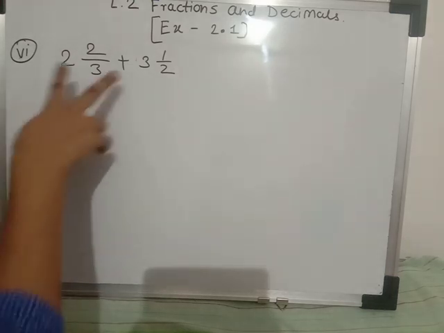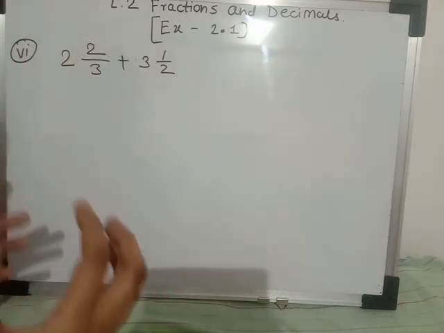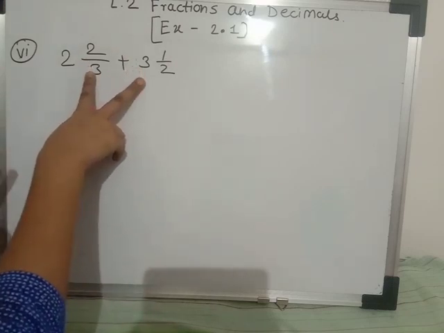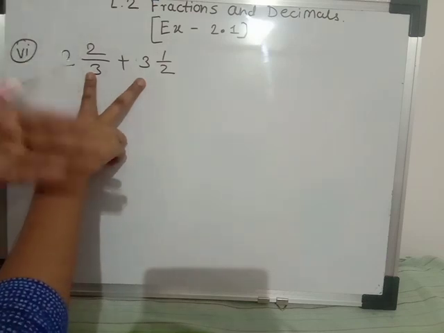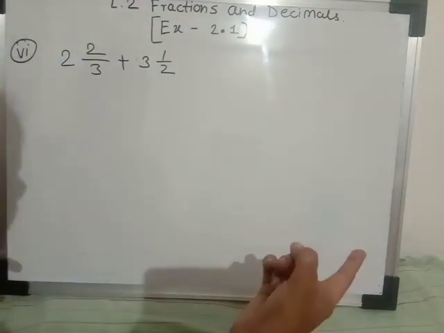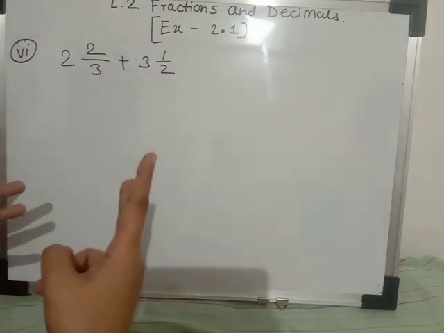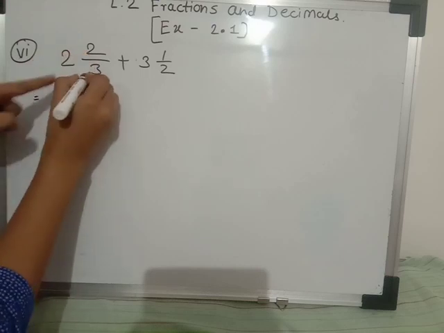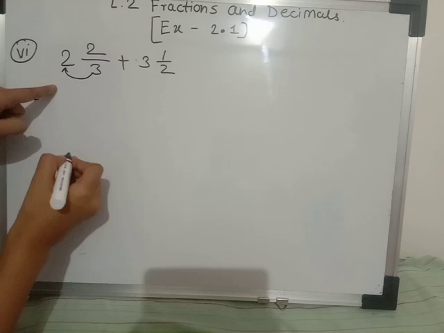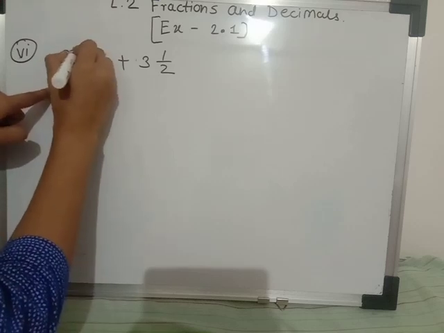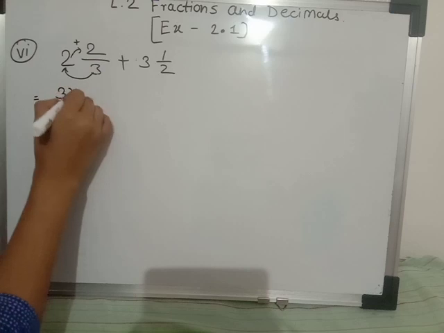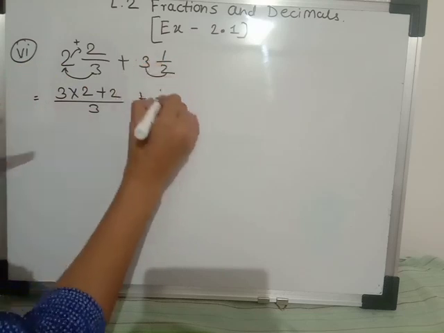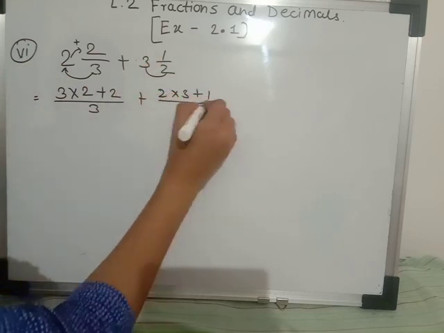So let's just start. Now here two mixed fractions are there where we have to do the addition. We have learned that when you are doing the addition of two mixed fractions, just convert them into an improper fraction and then make their denominator same and then add. Okay, two steps we have to do it here. Okay, first we have to convert it into improper fraction. So here denominator always you have to multiply with the whole number, and whatever product will come you have to add with the numerator. So 3 multiplied by 2 plus 2 divided by 3. Again 2 multiplied by 3 plus 1 divided by 2.